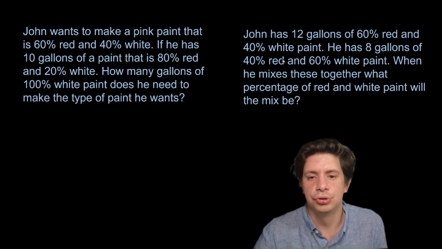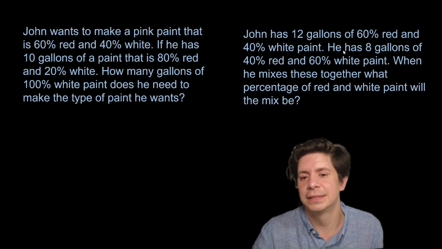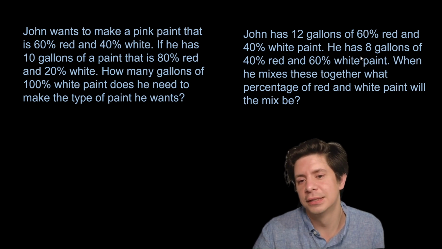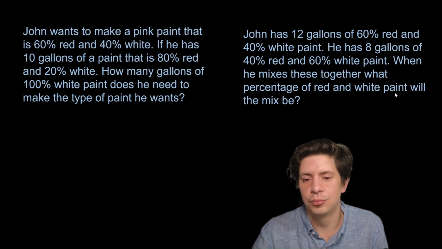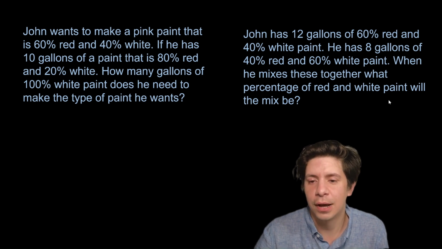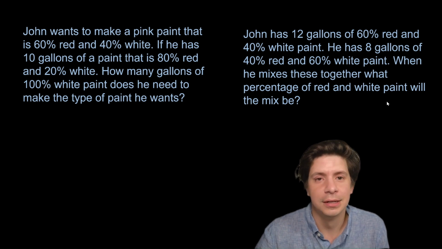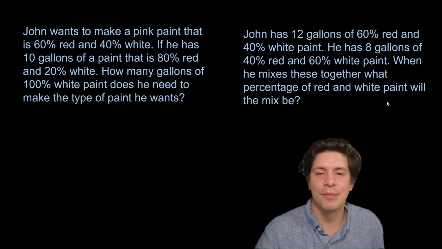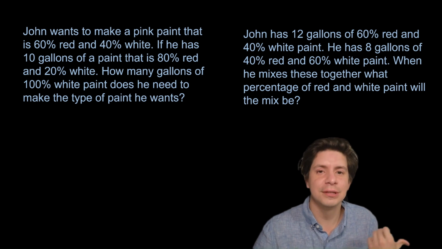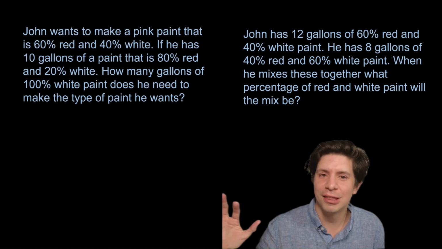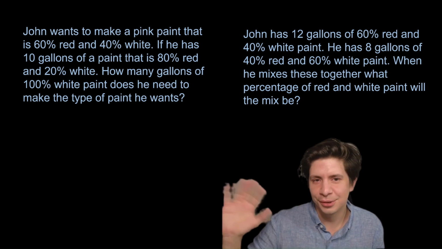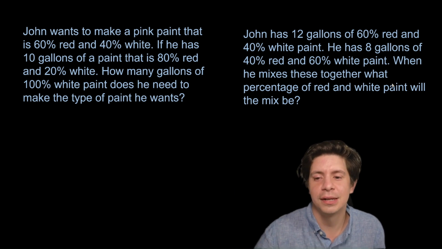And then John has 12 gallons of 60% red and 40% white. He has 8 gallons of 40% red and 60% white paint. When he mixes these together, what percentage of red and white paint will the mix be? So these are harder than ones I just did, but I believe that you can figure them out using the methods I used. Just be careful in parsing the question, especially because one of them is grammatically incorrect, just to throw another wrench in there. But let me know how you do.